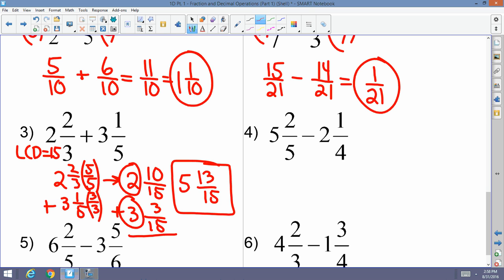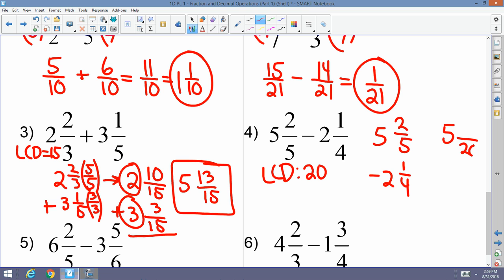Okay, number 4. I've got 5 and 2/5 minus 2 and 1/4. I know that my LCD here is going to be 20. So I know that this is going to become 5 and something over 20 minus 2 and something over 20. What did I multiply to 5 to get to 20? I multiplied 4. So that means I must multiply 4 to both numerator and the denominator. What did I multiply to 4 to get to 20? I multiplied by 5. So I know that I have to multiply 5 to both numerator and denominator.